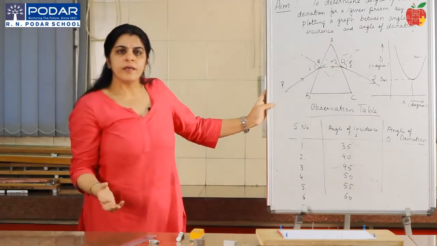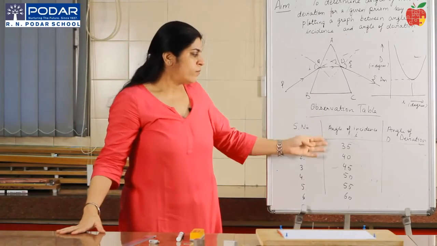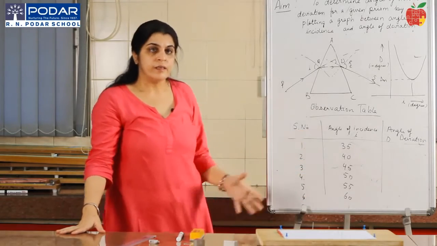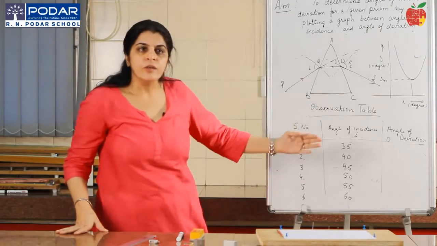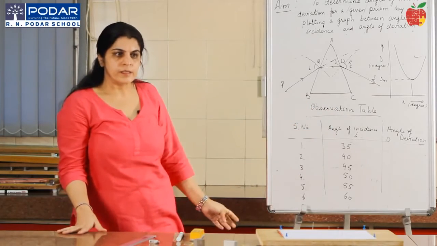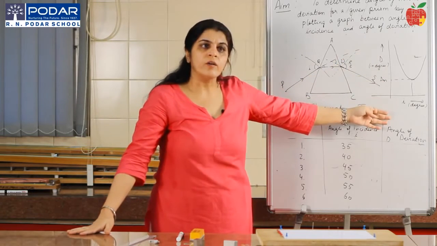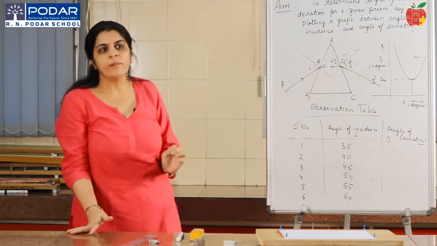With our experimental setup, we'll study how the angle of deviation varies with different angles of incidence, taking angles of 35, 40, 45, 50, 55 and 60 degrees. Later we'll plot a graph between angle of deviation and angle of incidence, and from the graph we will find the value of the angle of minimum deviation.